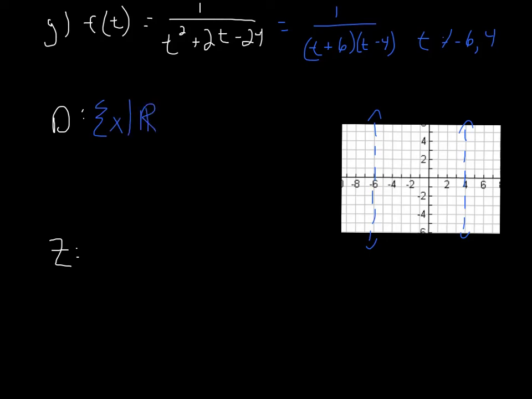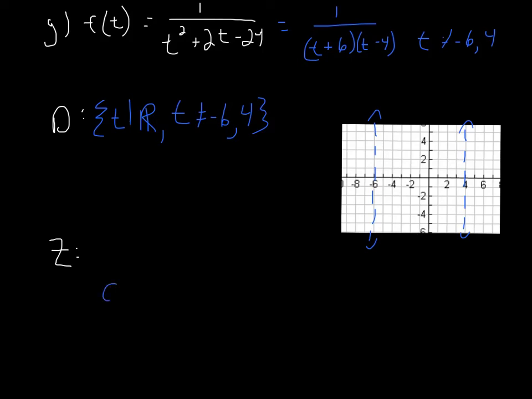It can be all reals except what? Oh, by the way, that should not be x. What should it be? I'm glad you caught me. That should be t. Except t cannot be -6 and 4, because if you plug in those, the world falls apart. Alright, the range I'm not going to worry about on this one because you kind of need calculus, and I'm not going to mess with that.